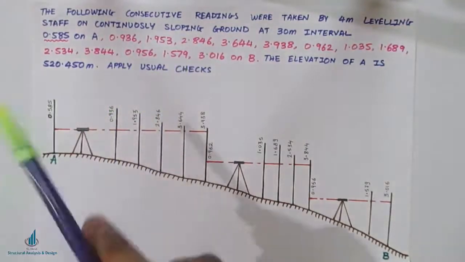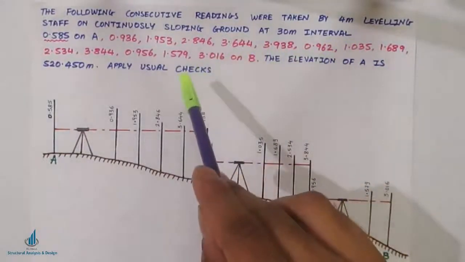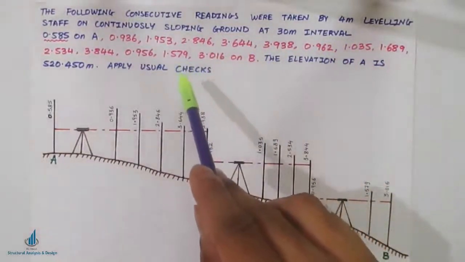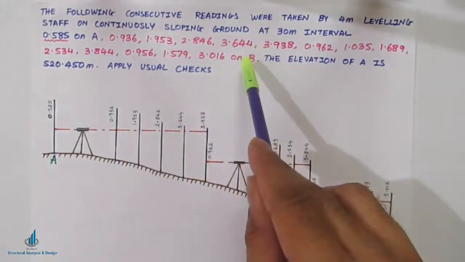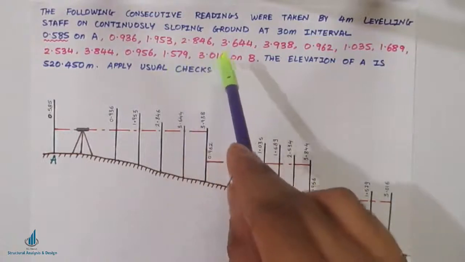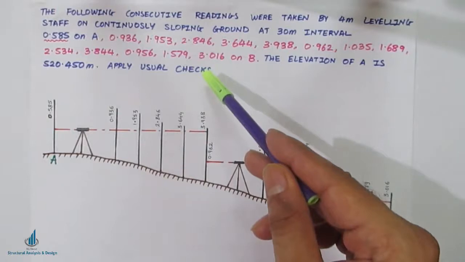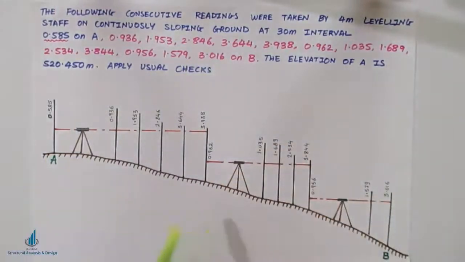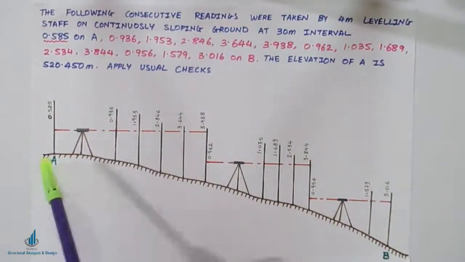Whenever these readings are directly given, the students will be in a confused state about which column to enter these particular values in. They have not mentioned the change points in this particular problem, so I have drawn one figure so that you will understand this clearly. This is your starting point A, and the survey ends at this particular point B.